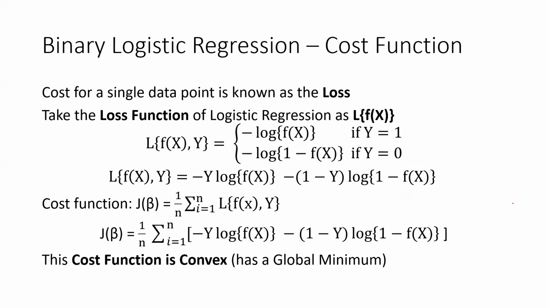And this is the cost function for binary logistic regression. So what is the cost function? The cost function, the error, right? So the error per iteration. That means when you do gradient descent, you calculate an error for a single data point, and that is known as the loss. So for a single data point, what is the error? We call it the loss. And by adding all of these losses over all the data points, we call it the cost.